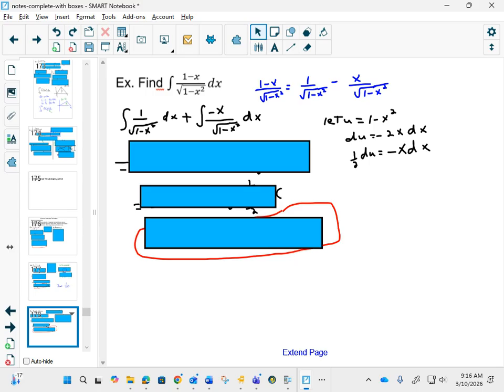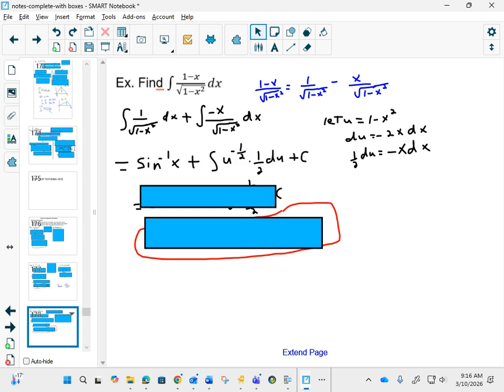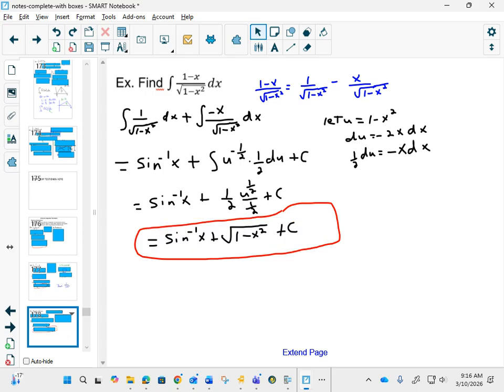So my first one, perfectly sine inverse of x. My second one, substitute the u. It's a simple add 1 to the exponent and divide. Plug x back in.